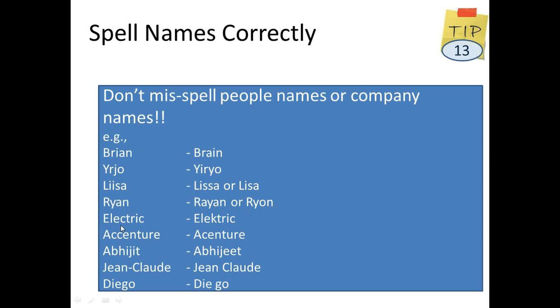Okay? Schneider Electric is the name of a company. Okay? Electric, you write it like this. Electric should be written like this. Accenture, you write Accenture. Abhijit with a single I, Abhijit. Jean-Claude, it's a French name. Jean-Claude writes his name with a hyphen here, and you write Jean space Claude.